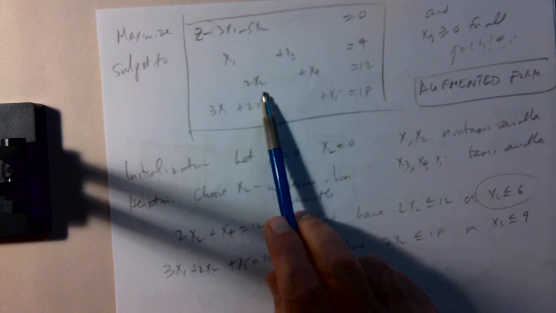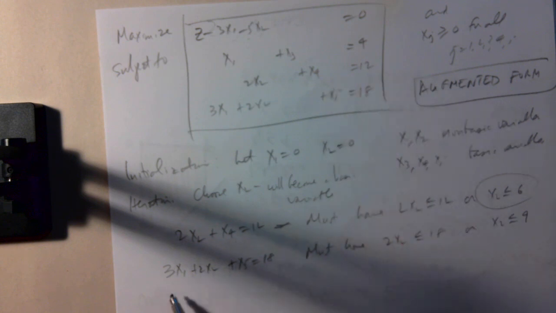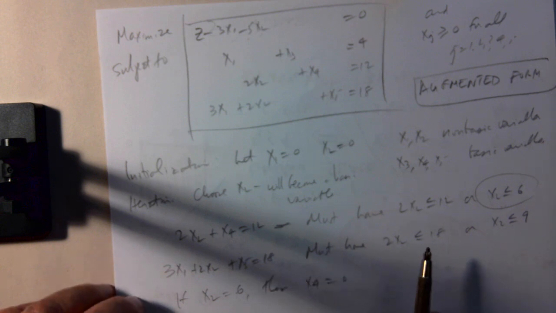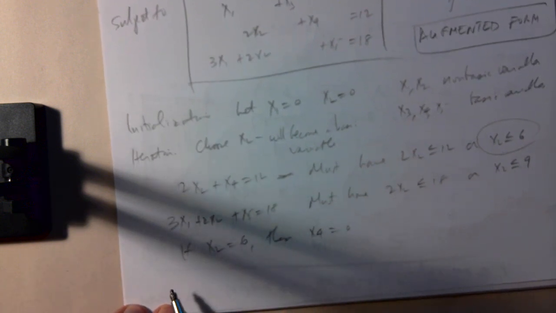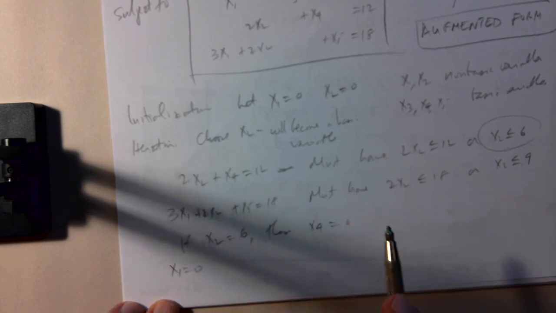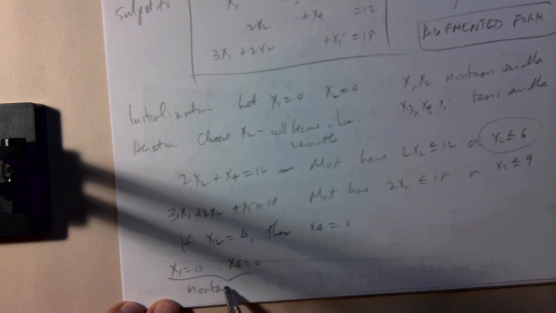If we let x2 equal 6, 2x2 is 12, so x4 equals 0. So if x2 equals 6, then x4 is going to be equal to 0. So now we have two variables set equal to 0, x1 and x4. What we see in this first step is x1 equals 0 and x4 equals 0.